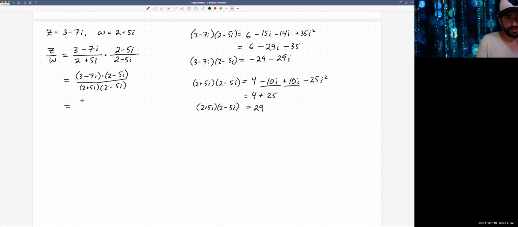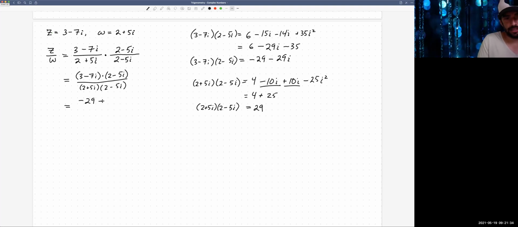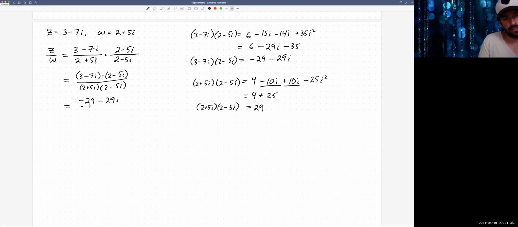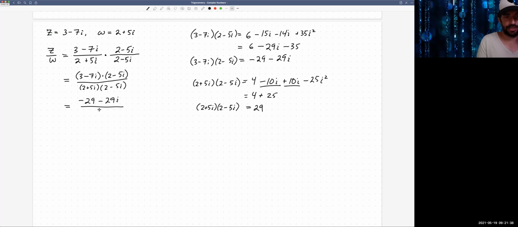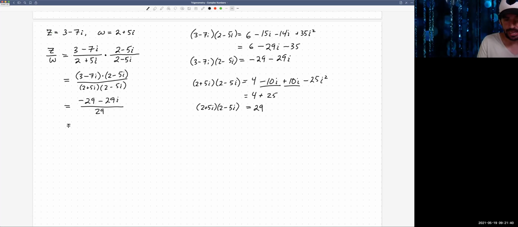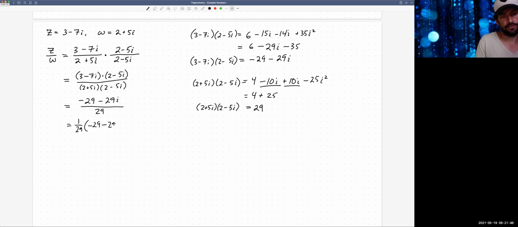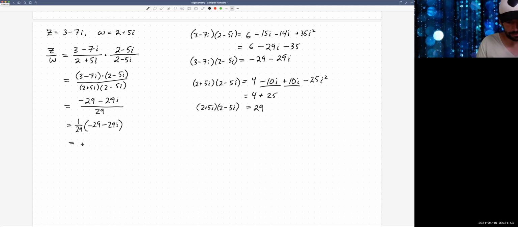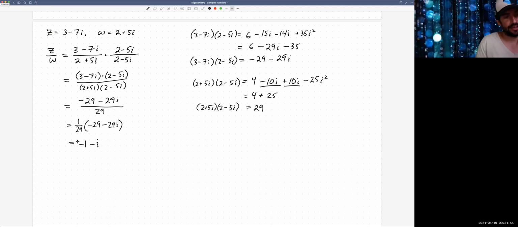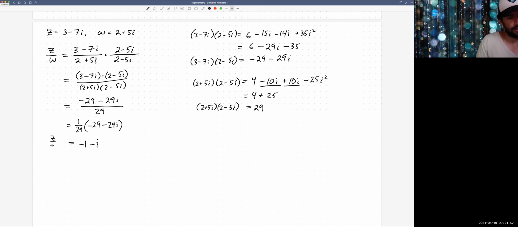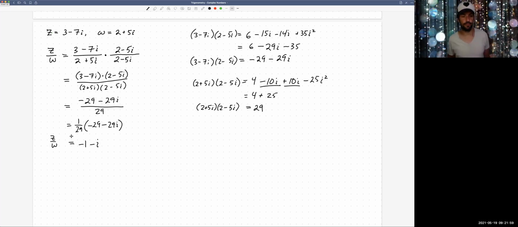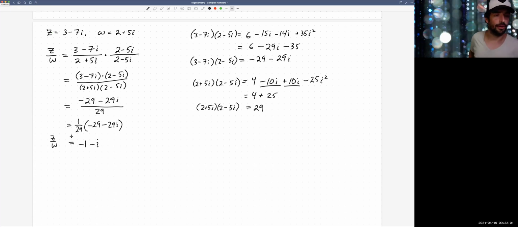Okay, so let's see what happens now when we bring this back together. The numerator we found was minus 29, minus 29i, over the denominator turns out to be just 29. Now I'm just using regular rules of algebra, right? This can be rewritten as 1/29 times negative 29 minus 29i. I can distribute that and get minus 1 minus i. And so z over w is minus 1 minus i. That worked out pretty simply.